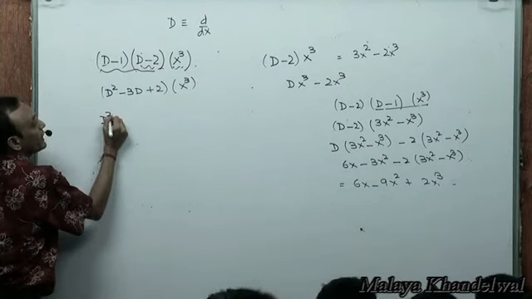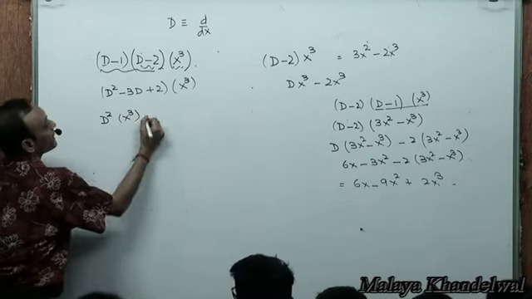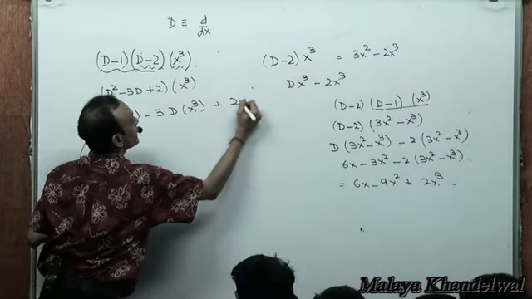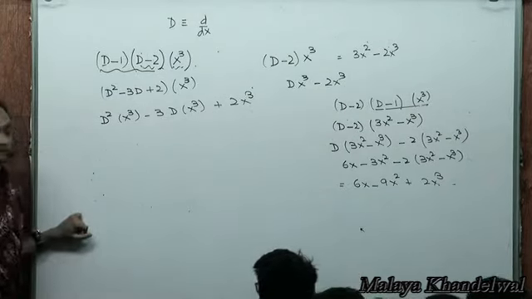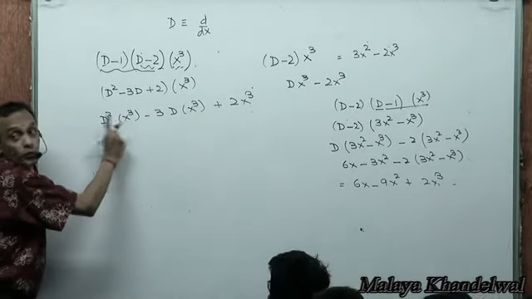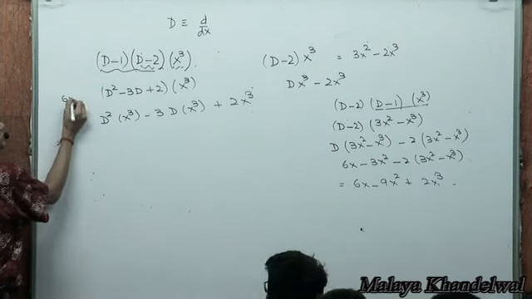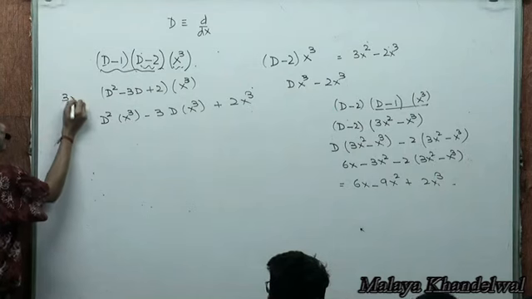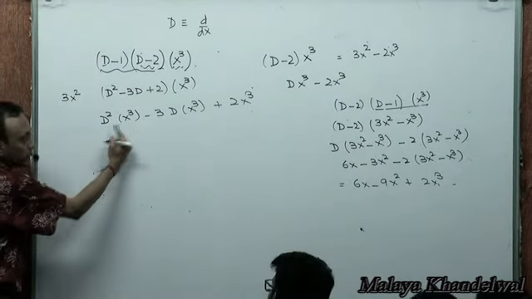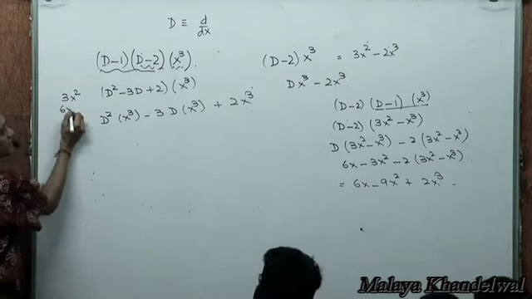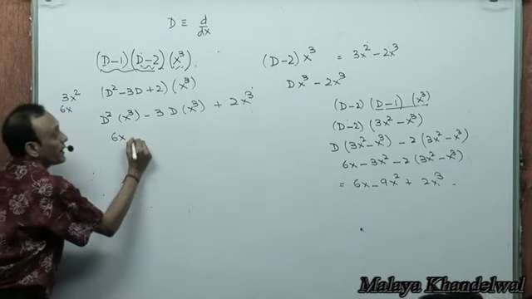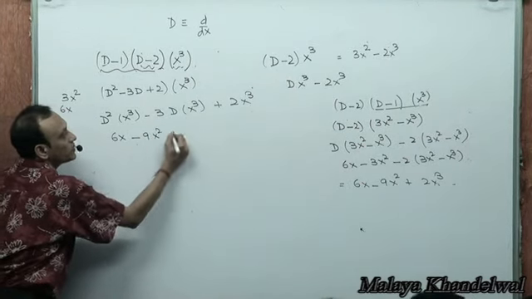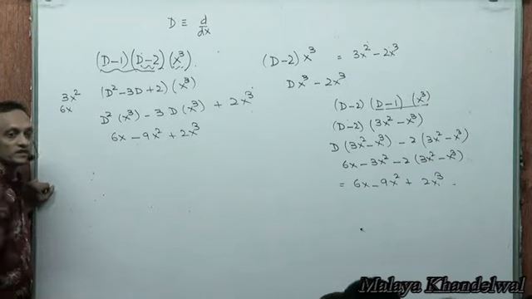This is like d squared acting on x cube minus 3d acting on x cube plus 2x cube. This is like differentiating x cube twice. So first time you differentiate, you get 3x squared. Second time you differentiate, you get 6x minus 3x squared, so minus 9x squared plus 2x cubed. Is it giving you the same thing?